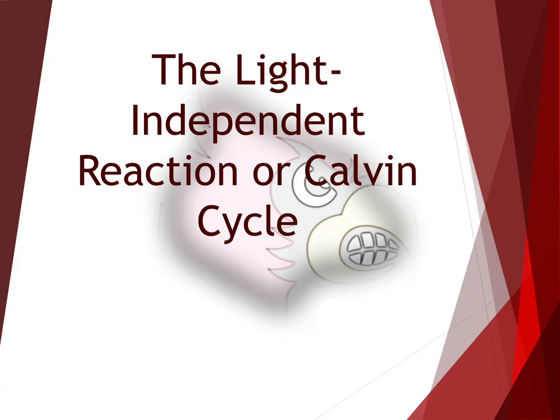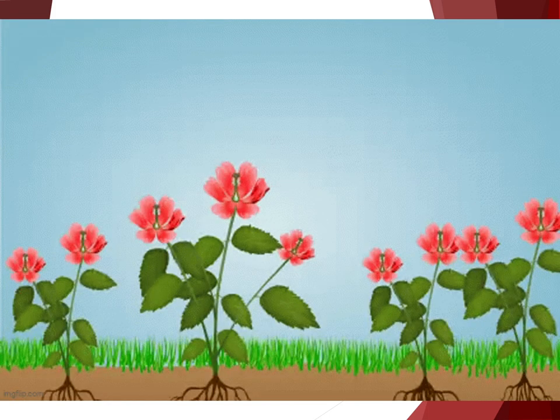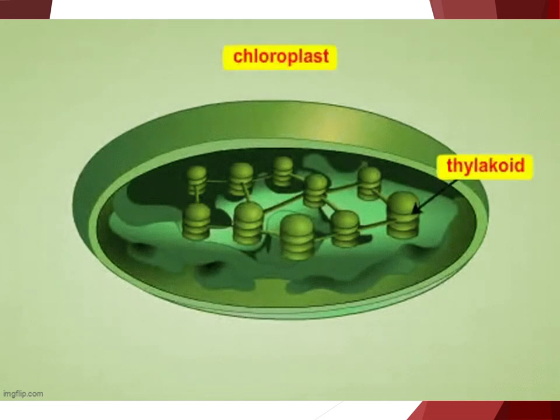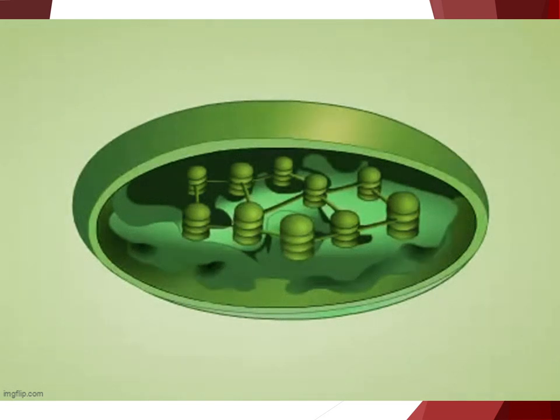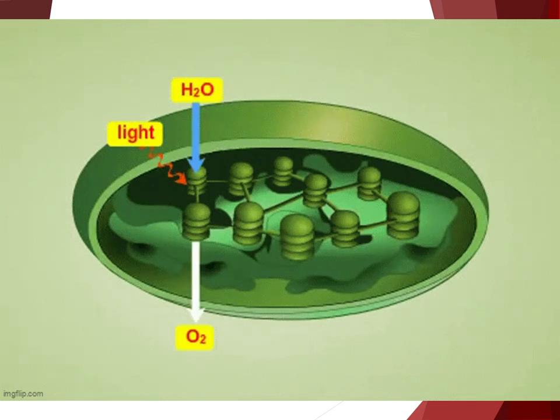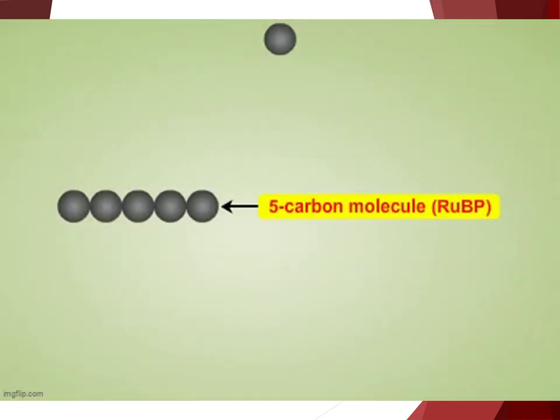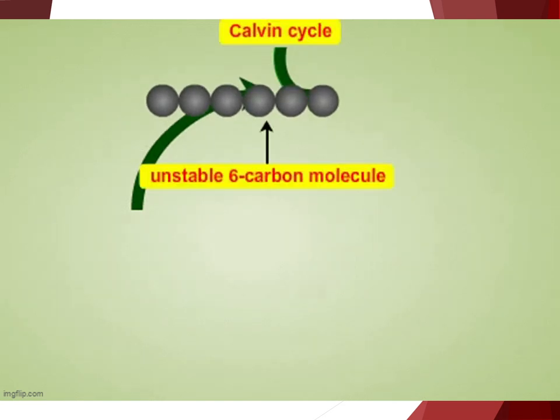Our next main idea, the light-independent reaction, also known as the Calvin cycle. The Calvin cycle takes place in the stroma of the chloroplast. It uses carbon dioxide to make organic molecules that are then converted into sugars. No light is used in this part of photosynthesis because it is powered by ATP and NADPH from the previous light reaction.